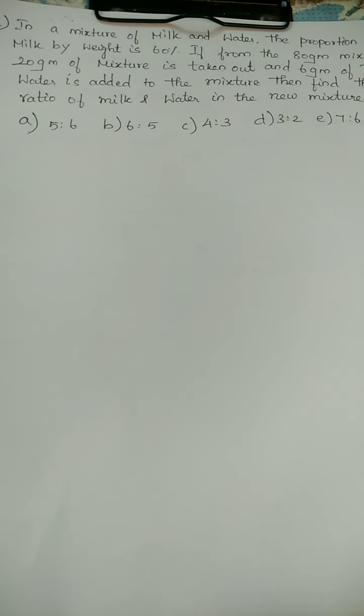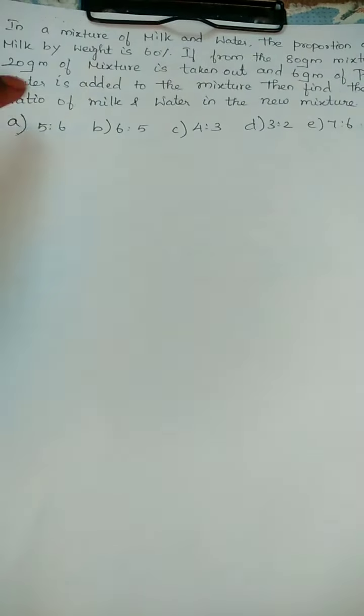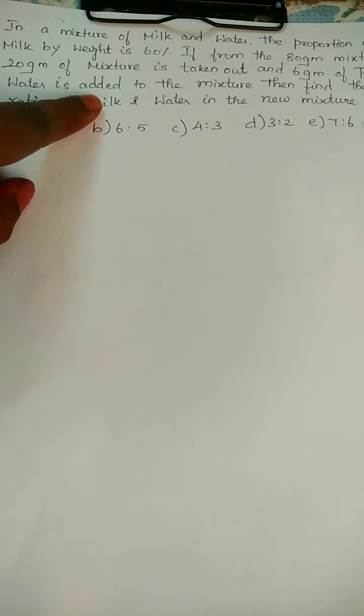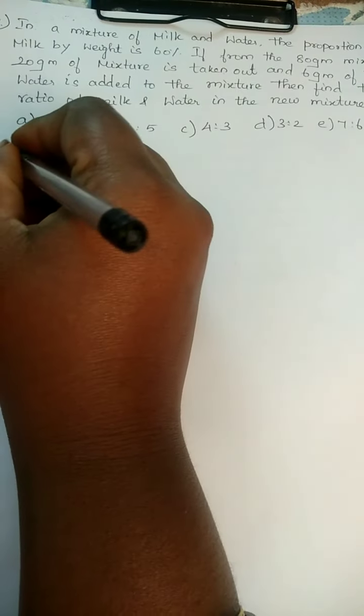In a mixture of milk and water, the proportion of milk by weight is 60%. If from the 80 gram of mixture, 20 gram of mixture is taken out and 6 gram of pure water is added to the mixture, then find the ratio of milk and water in the new mixture. This is the question and they have given 5 options. Come on, let's start with the given clues.